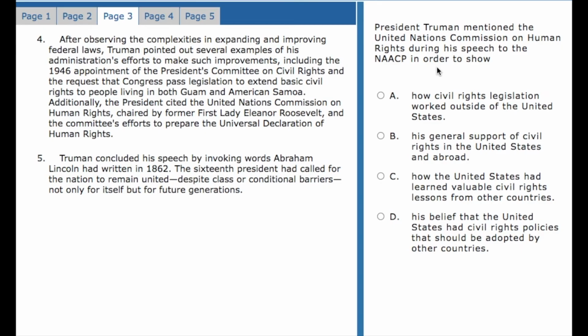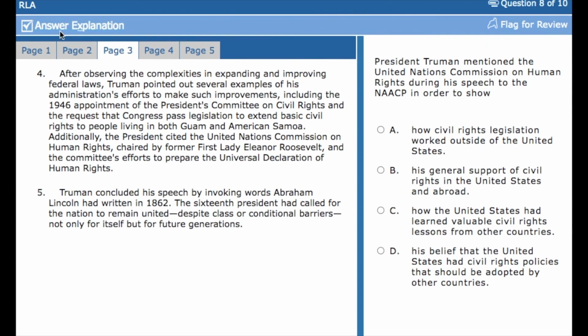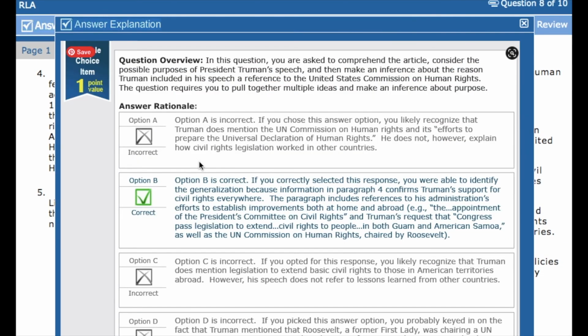President Truman mentioned the United States Commission on Human Rights during his speech. Why did he do that? I think it had more to do with his general support of civil rights, both in the U.S. and abroad. So let's see if B is the right answer. And B is the correct answer here.